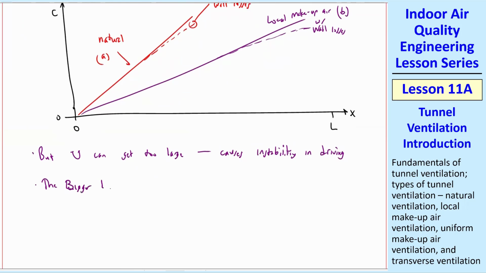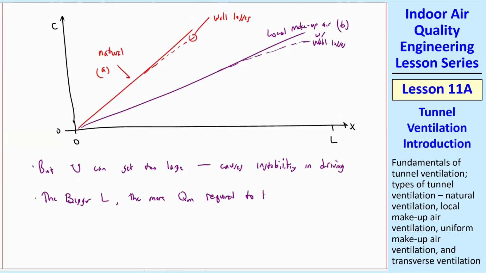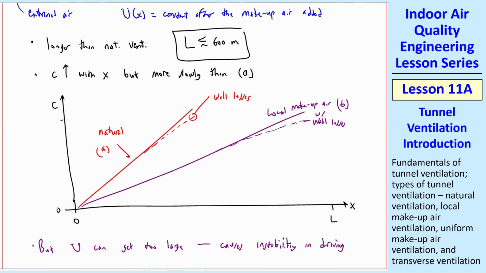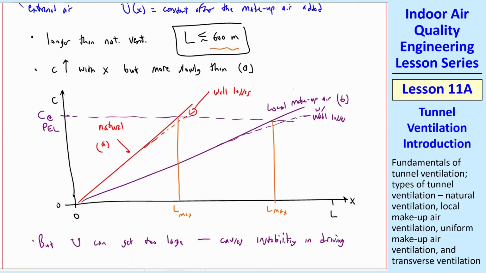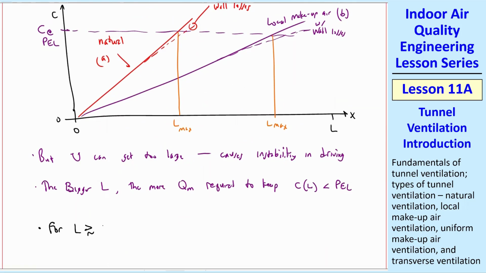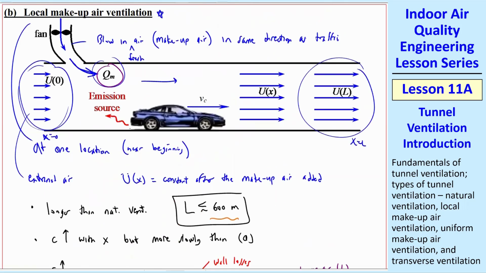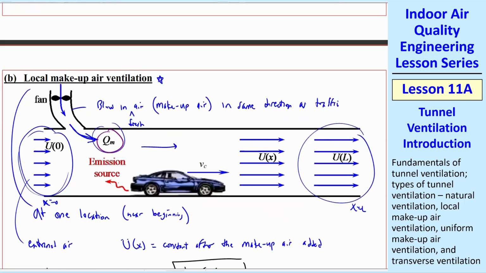We can say that the bigger L, the more makeup air is required to keep C at L less than the PEL for whatever contaminant you're talking about. If we have some concentration at the PEL, this would be L max for a natural case, whereas this would be L max for the local makeup air case. Anything beyond that, for L greater than approximately 600 meters, you need some kind of distributed ventilation system. Instead of just at one place, we have to put in makeup air through a whole bunch of slots in the ceiling, for example.